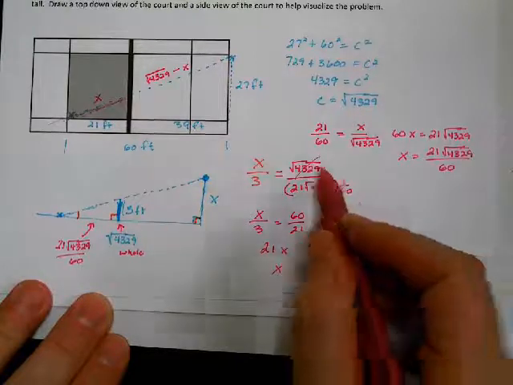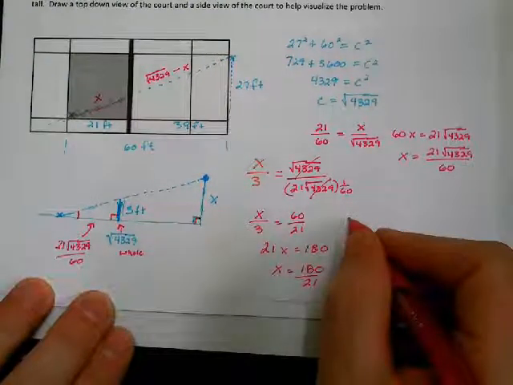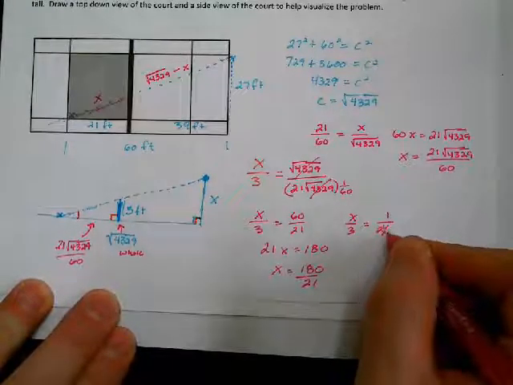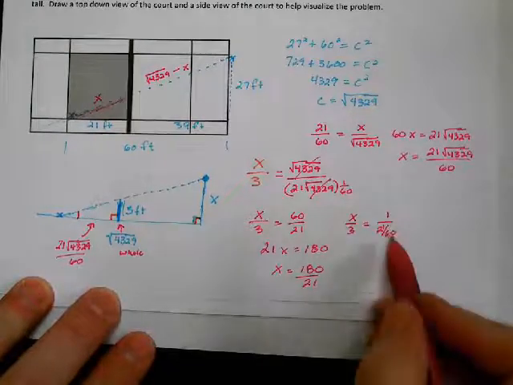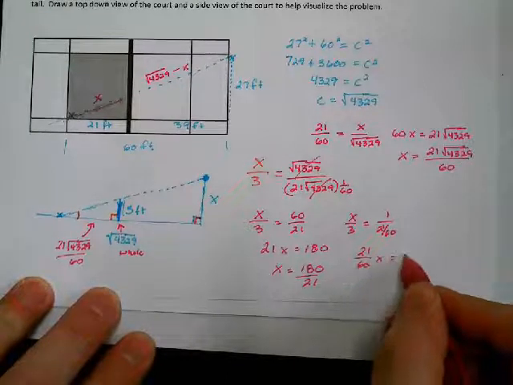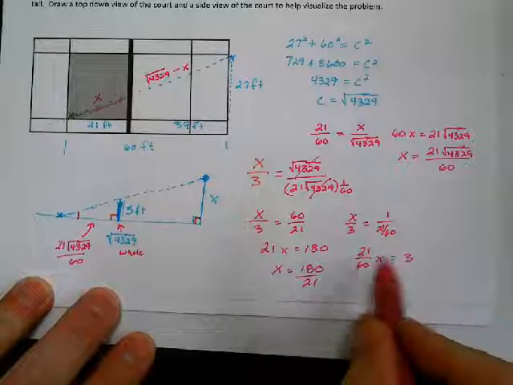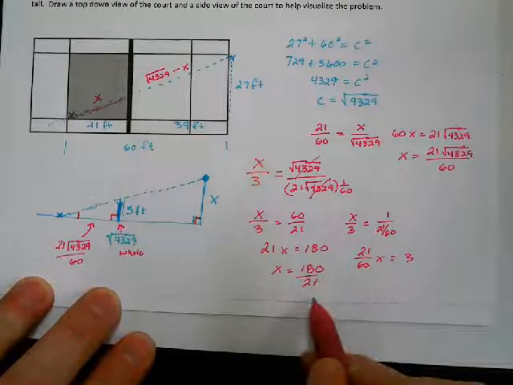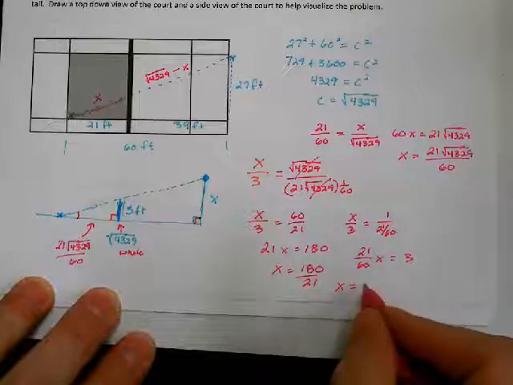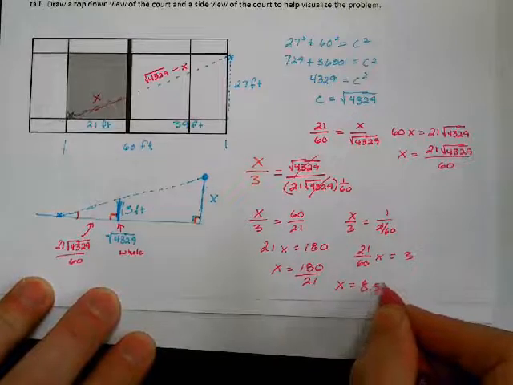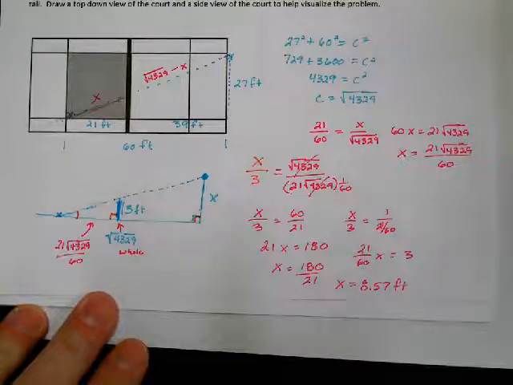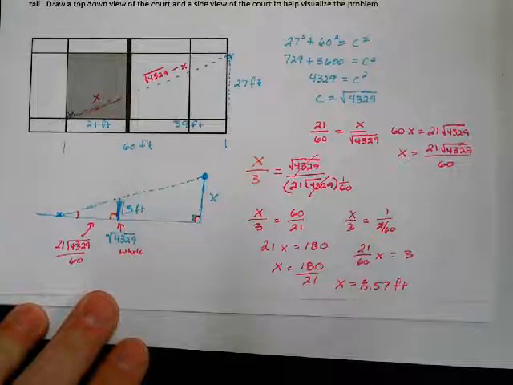If you left the bottom as 21 over 60, so like if you did x over 3 equals 1 over 21 over 60, you're still going to get the answer. Over here, you would just do 21 over 60, x equals 3, and then you'd multiply by 180, and then divide by 21, and you'd still have the same answer that you've got right here. So I've got x equals 180 over 21. It turns out that she's going to have to hit the ball from 8.57 feet. That's how high the ball needs to be.